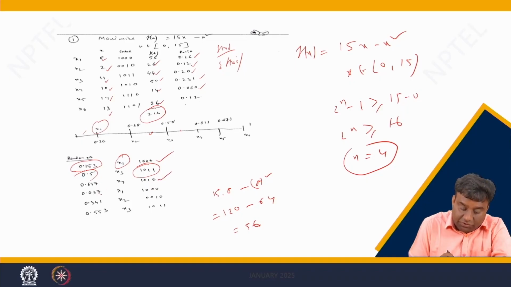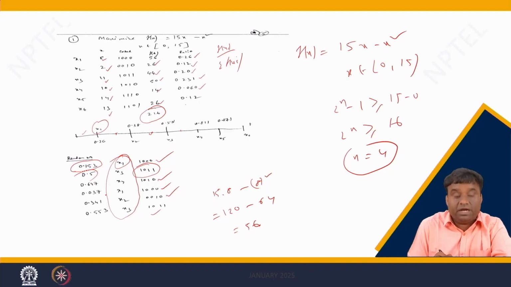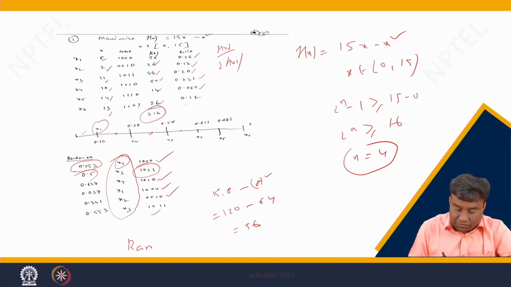Now next is 0.037. So this is light. So x1 is selected. So that is 100. Again 0.341. So 0.34 lies here. So here x2 is selected. 0.553 belongs to here. So x3 is selected. So these participate in crossover and mutation for the next generation. So this is an example of the roulette wheel selection method with random numbers.